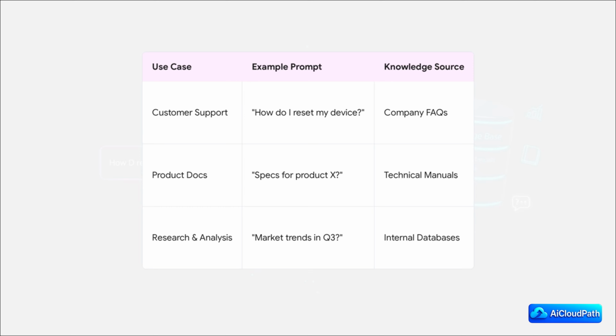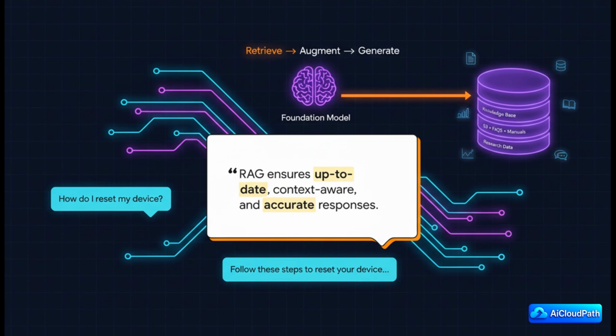Or for an engineering team, it means they can instantly find some tiny material spec that's buried in thousands of pages of technical manuals. And what about a business analyst? They can just ask a question and get a summary of market trends from last quarter, pulling directly from internal databases. That's a task that used to take hours, now done in seconds. And really, all of those examples point to one ultimate goal, which this quote just nails perfectly. RAG is all about making sure the AI's responses are up to date, they're aware of the context, and they're just way more accurate. It's about grounding the AI in your reality.